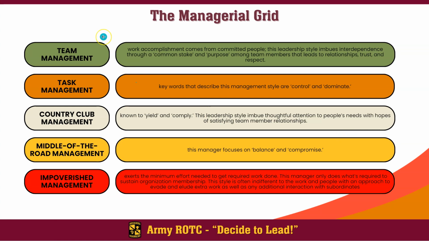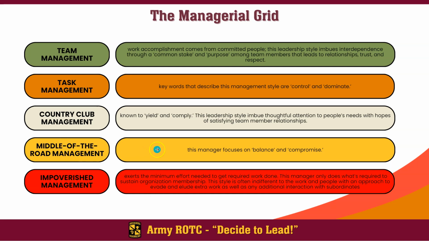Okay, so let's talk a little bit deeper about what each of these styles actually mean. So we talked impoverished management, right? They give the minimum amount of effort needed to actually get the required work done. This manager only does what's absolutely necessary to sustain their organization membership. It's pretty indifferent to the work and the people, and it has an approach to evade and elude extra work, as well as any additional interaction with their subordinates. This manager can really be seen as a lot like that laissez-faire. They're just kind of there, they don't care what gets done, and they don't really care much about their people.